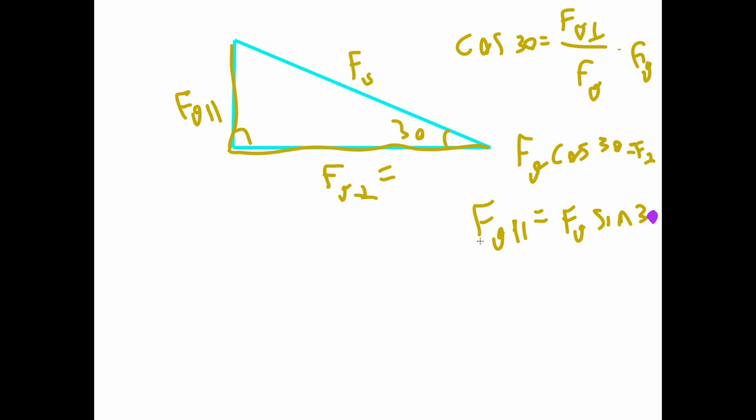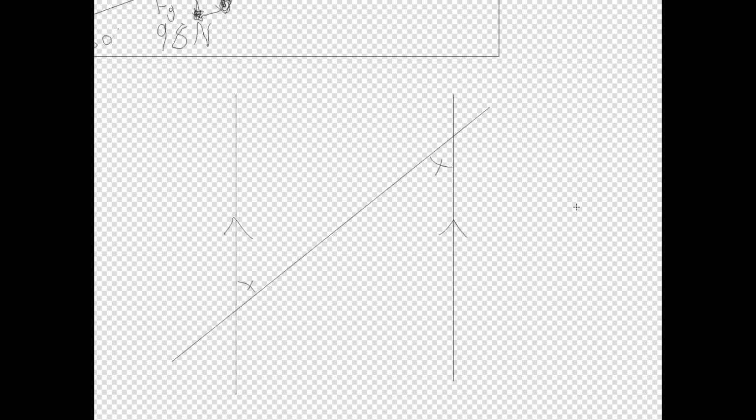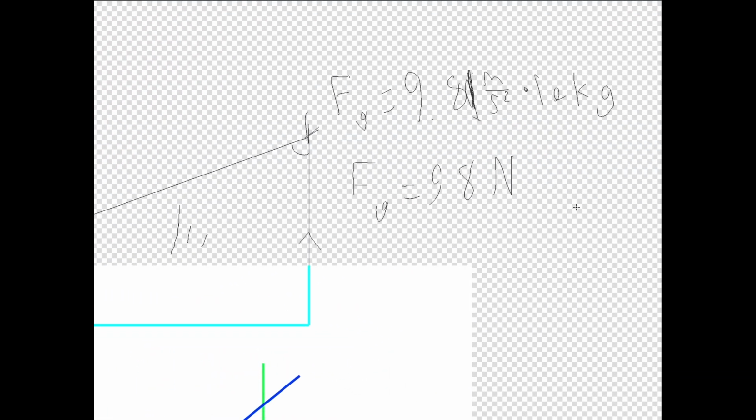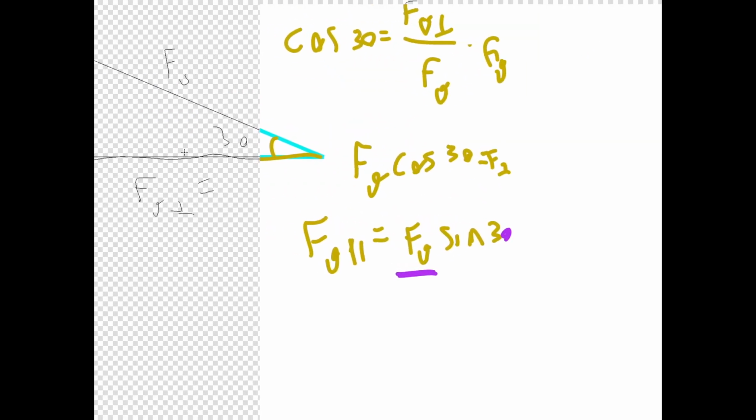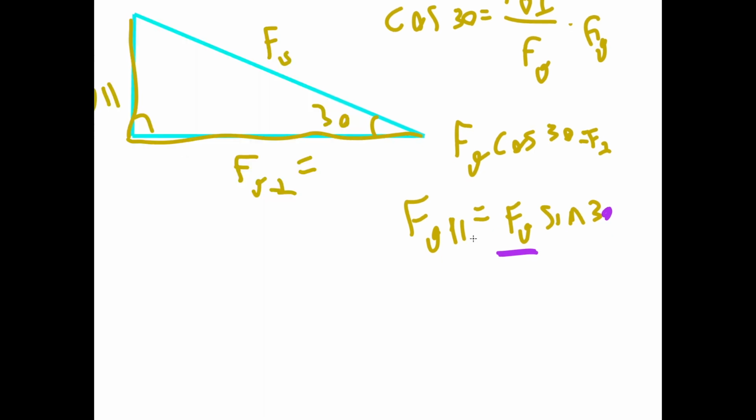Okay, so now we know this. Now, actually, we can figure out what force of gravity is. We actually already did that. Let's zoom out. We already did that right over here, right? So it's 98 newtons. Oh, that's tiny. Okay. So 98 newtons. Sine of 30 is going to be 1/2. That's just one of those things you have to memorize. Cosine of 30 is square root of 3 over 2, okay?